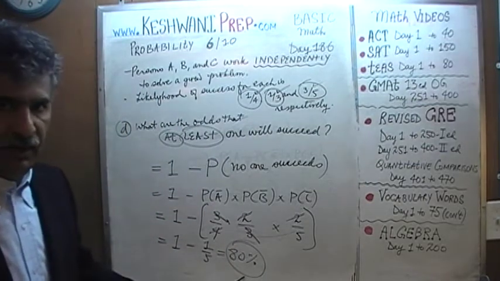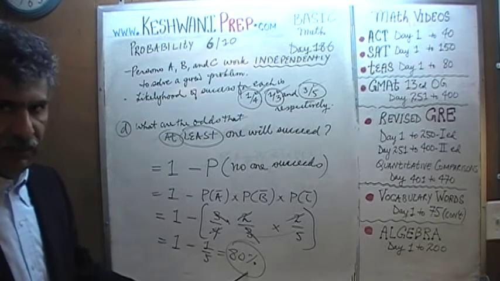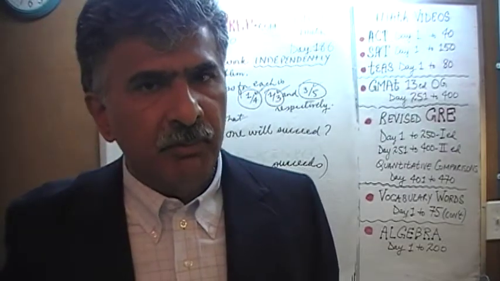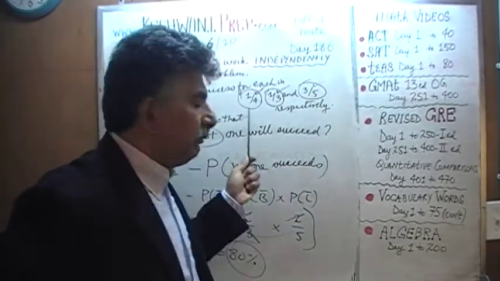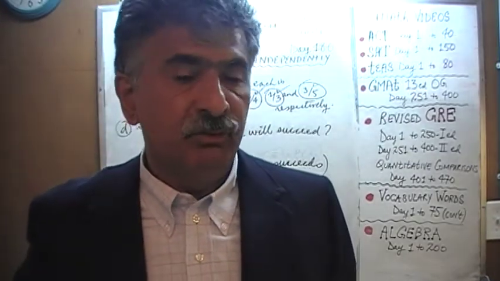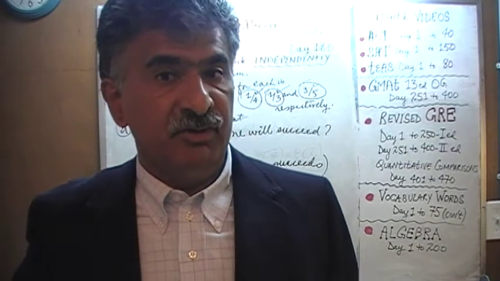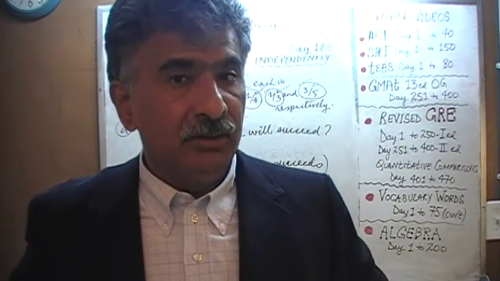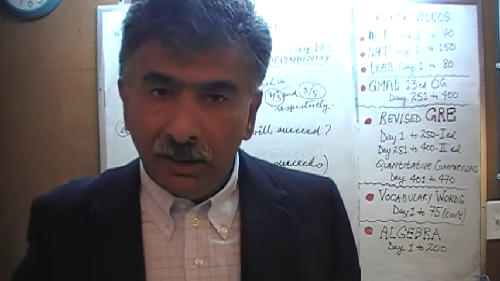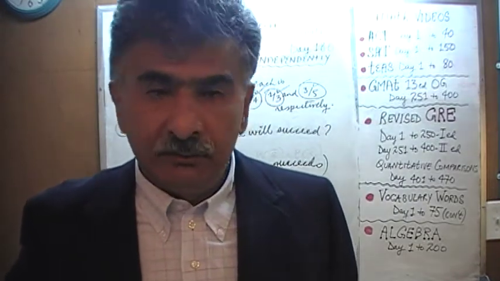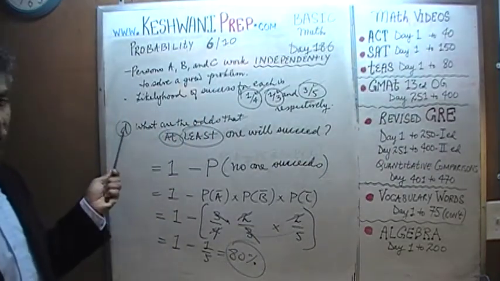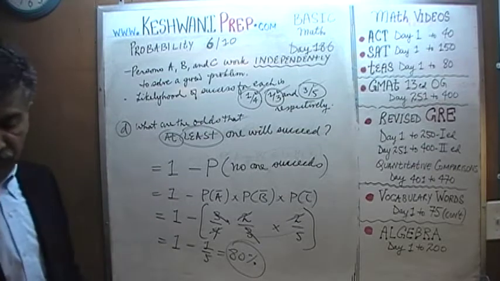There is a very high likelihood that at least one person will find a solution to the problem if you put three brains to work, given the fact that one person has a 25% chance of being successful, the second one has about 33% chance, and one of them has as high as 60% chance of being successful. In that scenario, if you put three of them together to work on the given problem independently, at least one of them will find a solution. There is an 80% chance that will happen. Why? Because we found out in part A, there was 20% chance that no one would succeed.